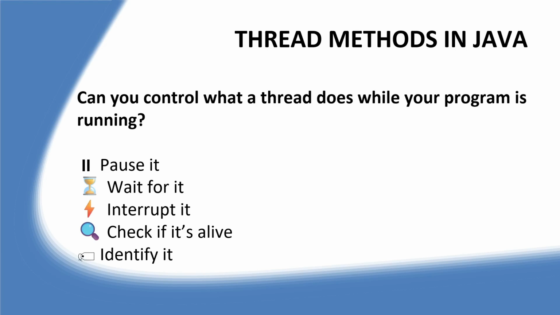So in this video, we will understand sleep, join, interrupt, isAlive, currentThread, and thread names and priorities with practical examples. And when we reach interrupt, we will clear up one of the biggest misconceptions about stopping a thread. Okay, so let's start with one of the most commonly used methods, that is sleep.